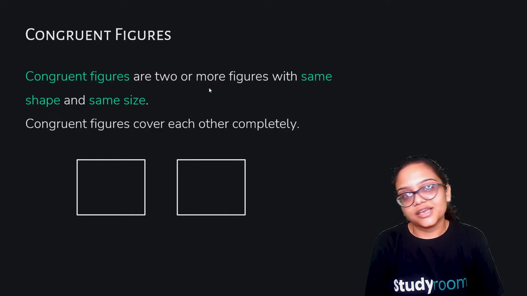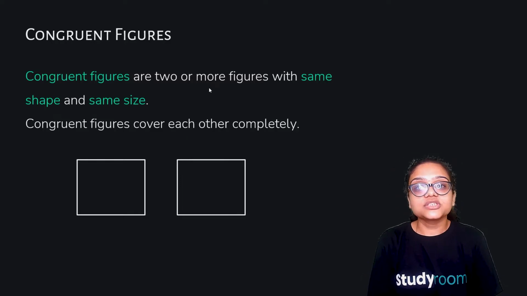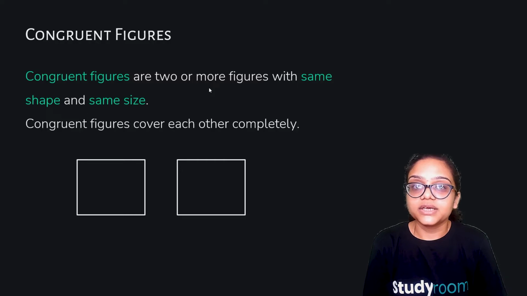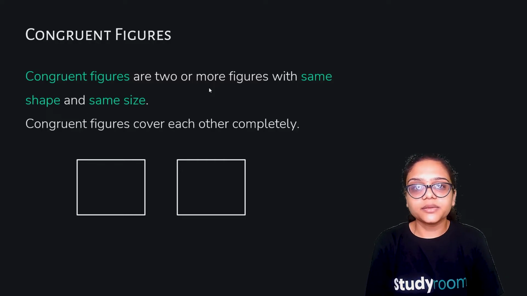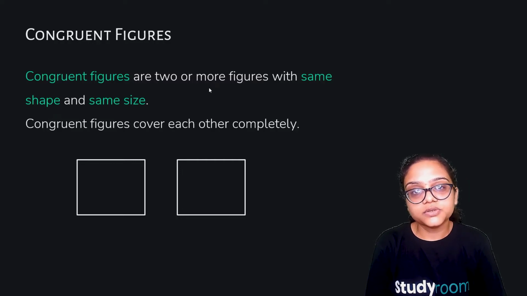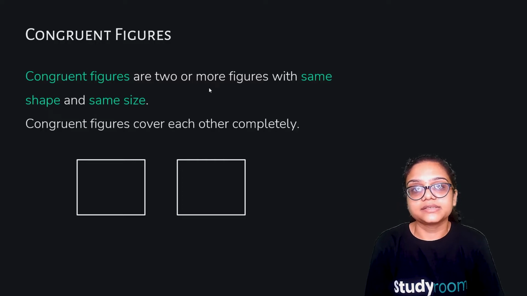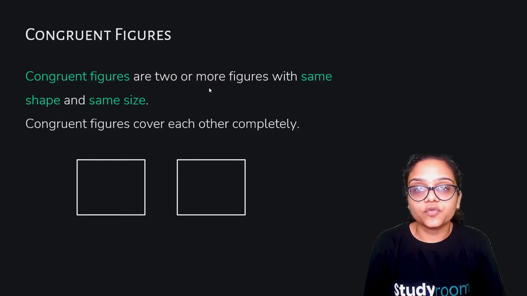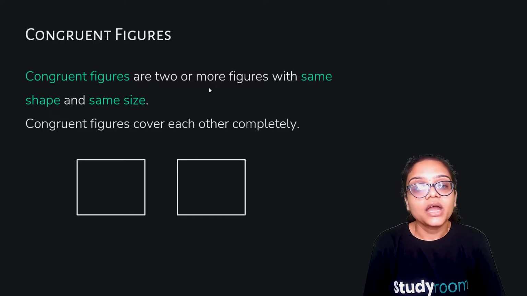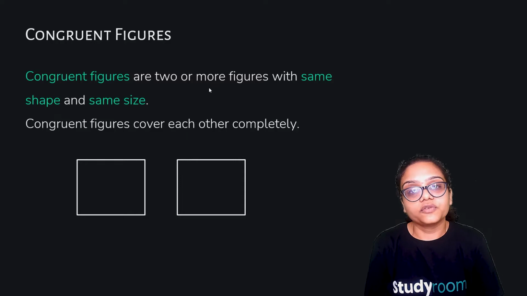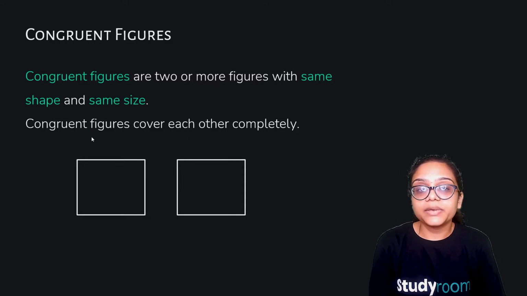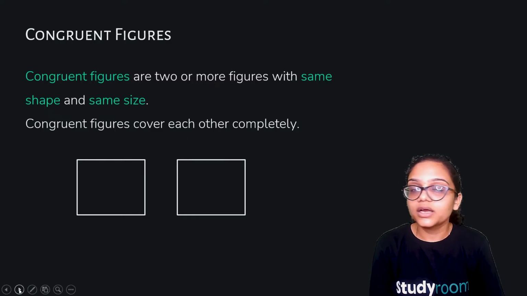You will say, ma'am, what a silly question you are asking. Now, just keep two 5 rupee coins one over the other. Are you able to see the below 5 rupee coin? No. Now, just flip it. Are you able to see it now? No. That means both the coins are of the same size and same shape, so they overlap each other. That is what is called the congruency condition. Congruent figures are two or more figures with the same shape and same size. Congruent figures completely overlap or cover each other.